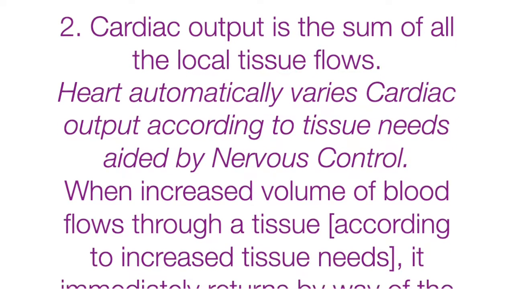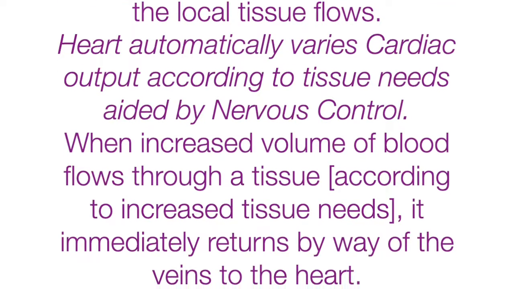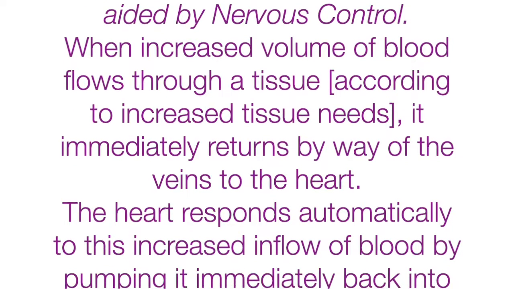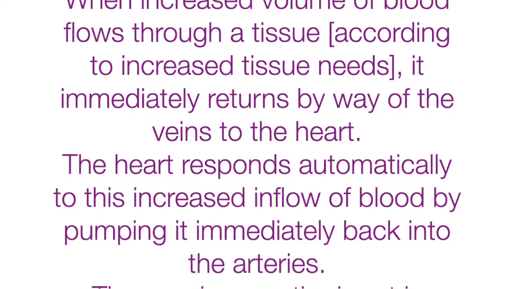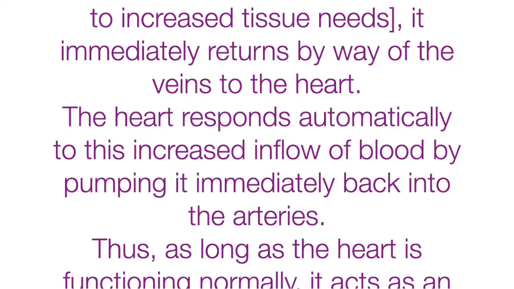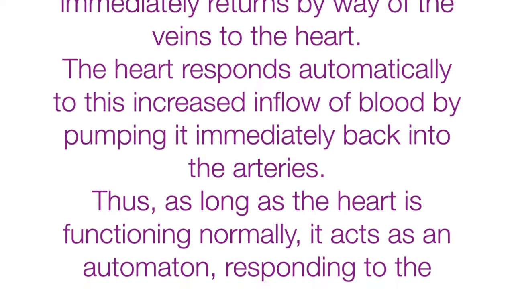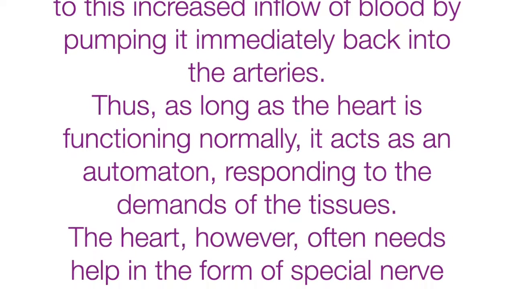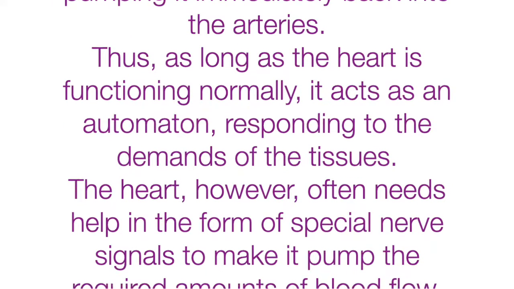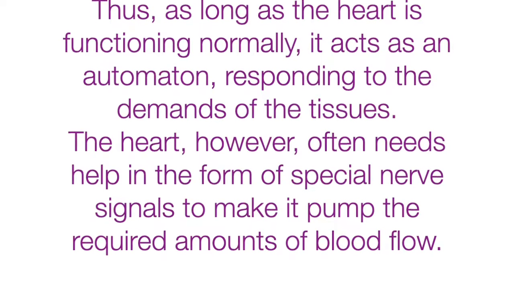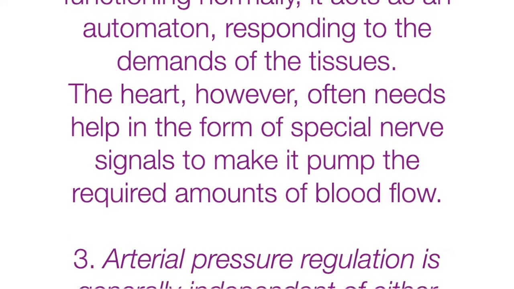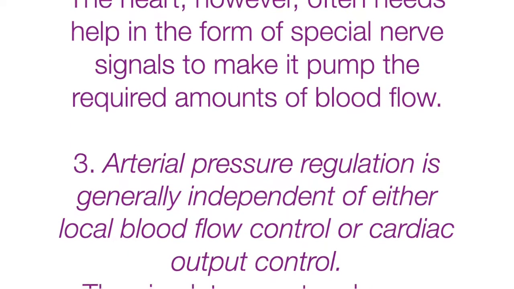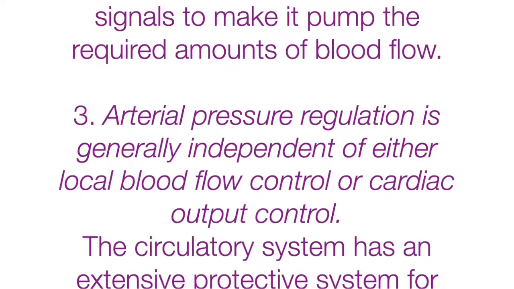When an increased volume of blood flows through a tissue according to increased tissue needs, it immediately returns by way of the veins to the heart. The heart responds automatically to this increased inflow of blood by pumping it immediately back into the arteries. Thus, as long as the heart is functioning normally, it acts as an automaton responding to the demands of the tissues. The heart, however, often needs help in the form of special nerve signals to make it pump the required amounts of blood flow.